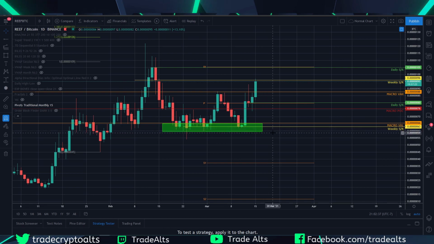If you had a close below this box or something, that might be issues. You could see a deeper retracement. But again, honestly, it looks really good. It's right here at this weekly level right now.